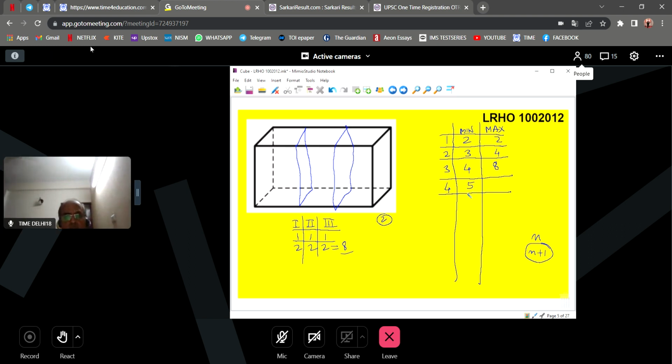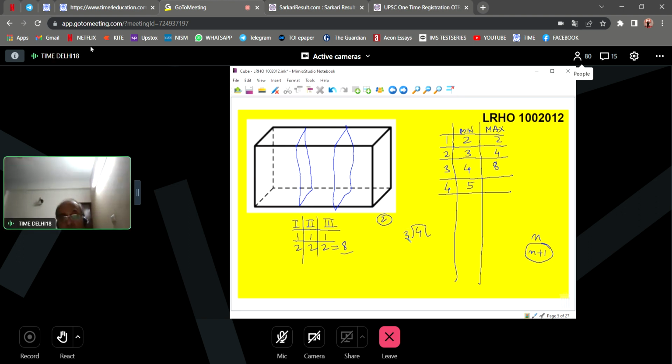Now, see that here, 4 cuts. How many directions are there? 3 directions are there. I should apply these 4 cuts equally in all the 3 directions. Equally in all the 3 directions. Equally के लिए क्या करना पड़ेगा?